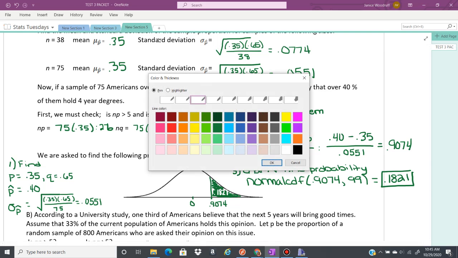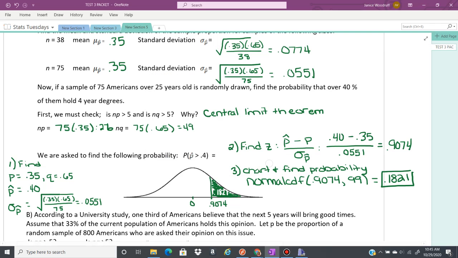All right, so what does that mean? Go back to your question. That means that in a sample of 75 Americans that we are randomly drawing over the age of 25, the probability that over 40% of them would hold 4-year degrees is about 18%. Okay, so that is your answer there. So probability greater than or equal to 40% hold a degree.